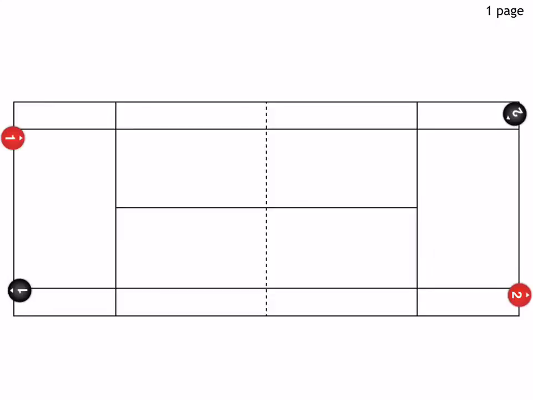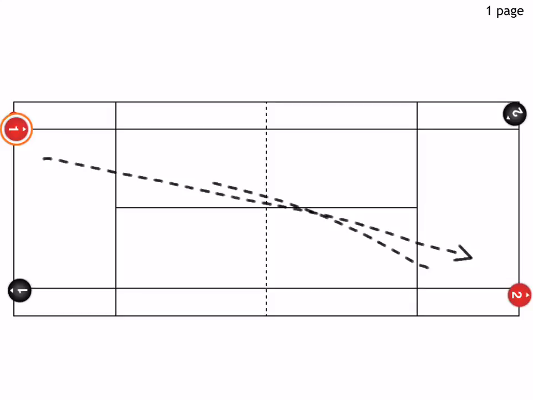A variation or progression would be that you would need the ball to land past the service line to work on depth. So he would lose a point if he hits it into the service box, for instance. And obviously, he loses 2 points if he hits it into the net.